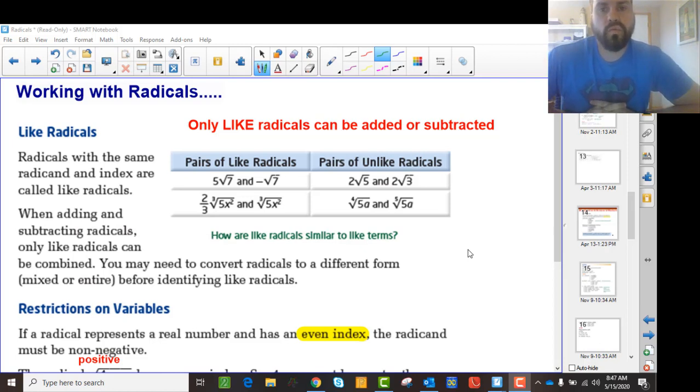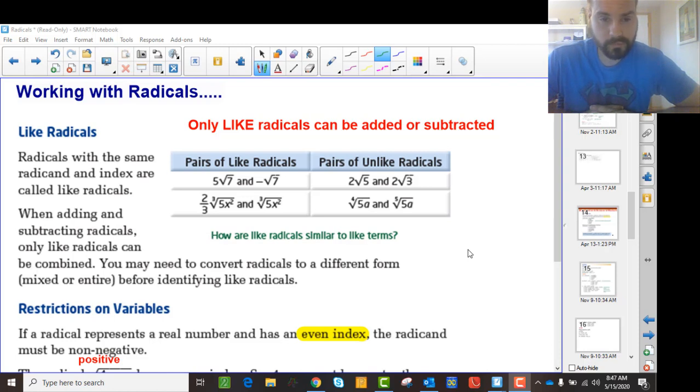I want to take a little bit of time in the second video here of our radicals unit. You can look back at the first video. It discusses mixed to entire and entire to mixed, and that becomes important when we try to add and subtract radicals. So what we're going to try to do in terms of adding and subtracting is find pairs of like radicals. So what does that mean?